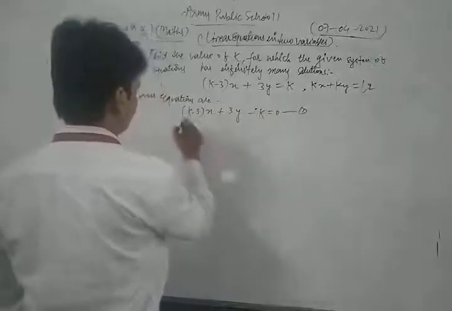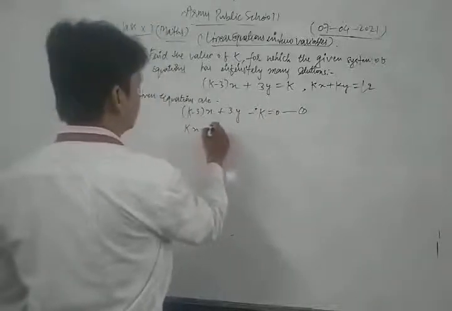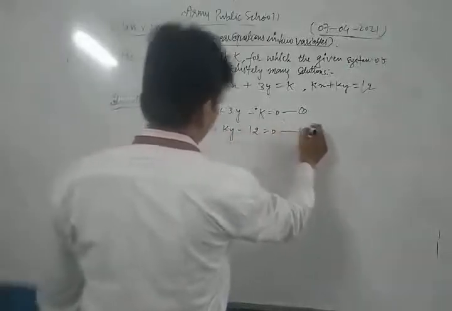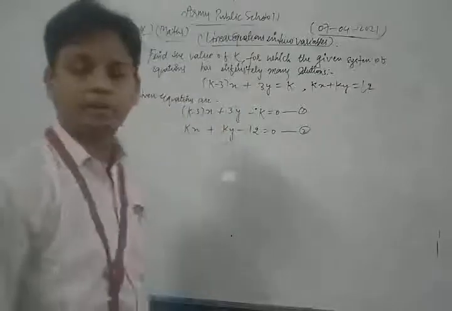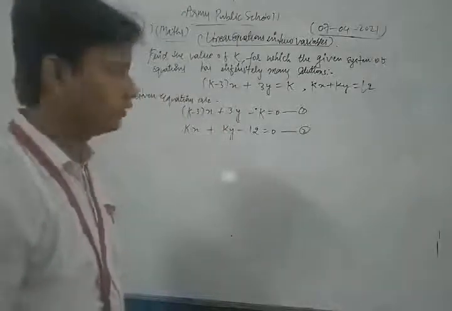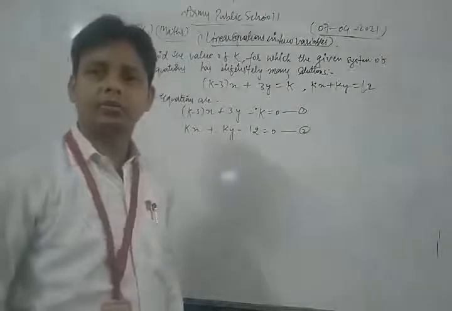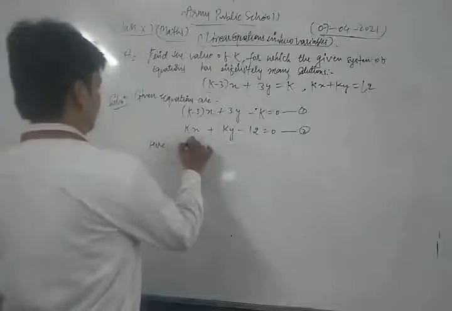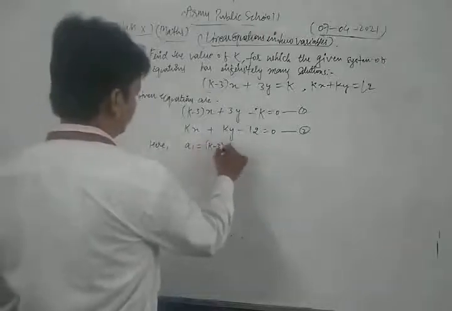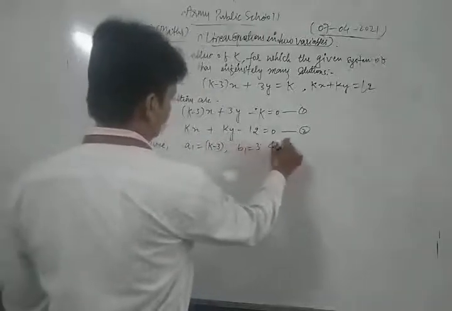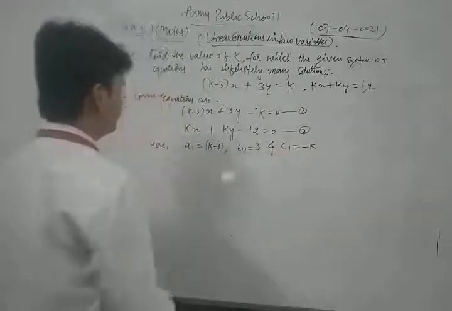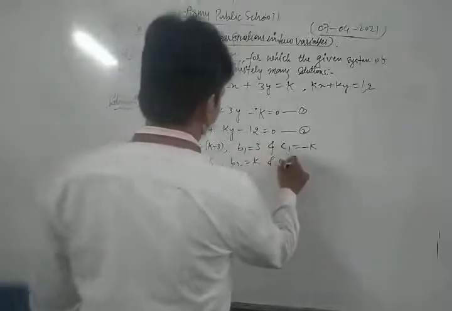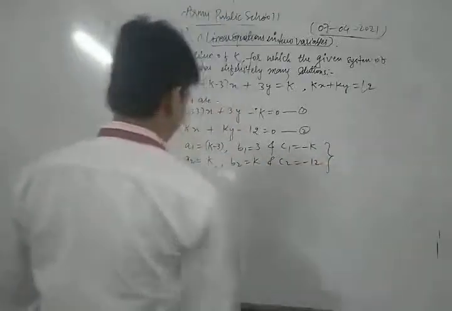Take this as equation 1. And kx plus ky minus 12 is equal to 0. Now first of all, we write the values of a1, a2 and b1, b2, c1, c2. Here the value of a1 is k minus 3, b1 is 3 and c1 is minus k. a2 is k, b2 is k and c2 is minus 12.